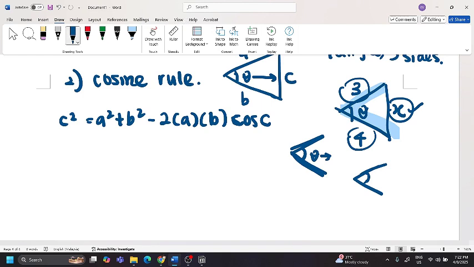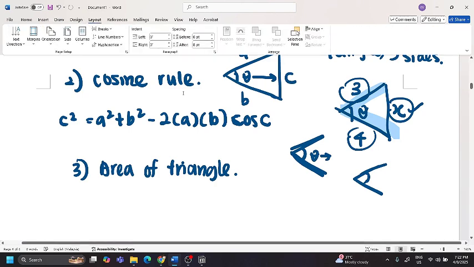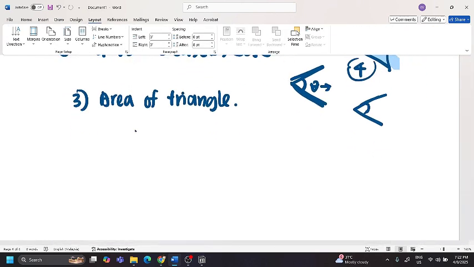Then the third one is the area. The formula to find the area of a triangle. If it's a right angle triangle, it's very easy: the base times height times 1 over 2, 1 over 2 times AB. But when the triangle is not a right angle triangle, what should you do? It's a very weird angle, then you use this one.